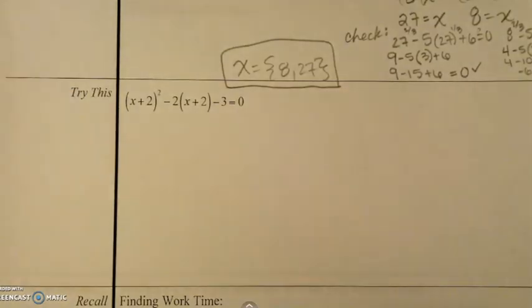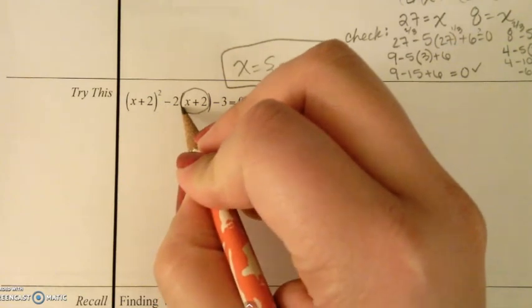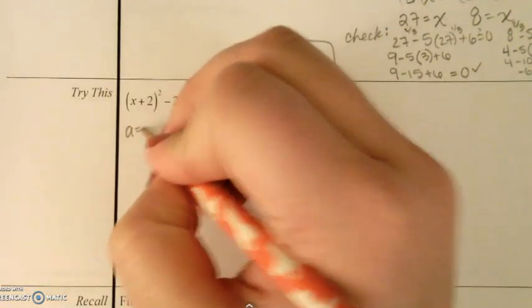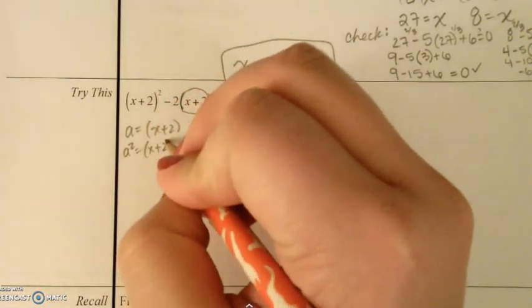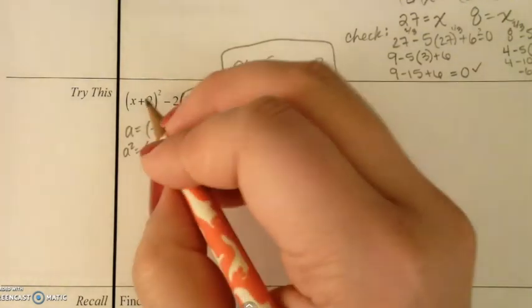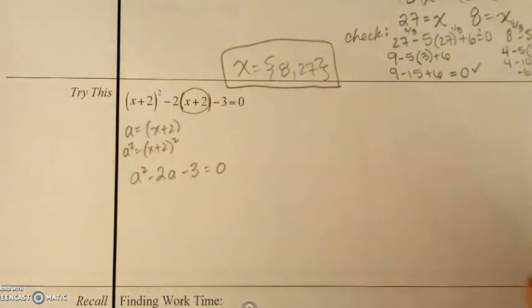All right, so now that you've had a chance to do the try this, I will show you both methods, both by substitution and the longer method, which is to actually distribute everything out and then solve it that way. So first, let's do substitution. We say our middle term has an x plus 2. So let's let a equal x plus 2. Then a squared is x plus 2 squared. So what we have here is a squared minus 2a minus 3 equals 0.